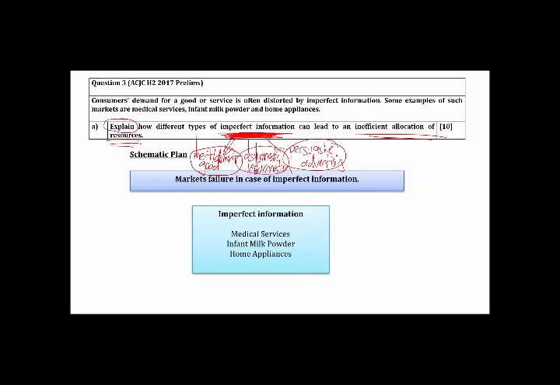If you look at the question, the preamble already gives you three contexts: medical services, infant milk powder, as well as home appliances. So we want to make use of this context given in the preamble to see how each of them falls into the category, and then explain how it results in market failure.